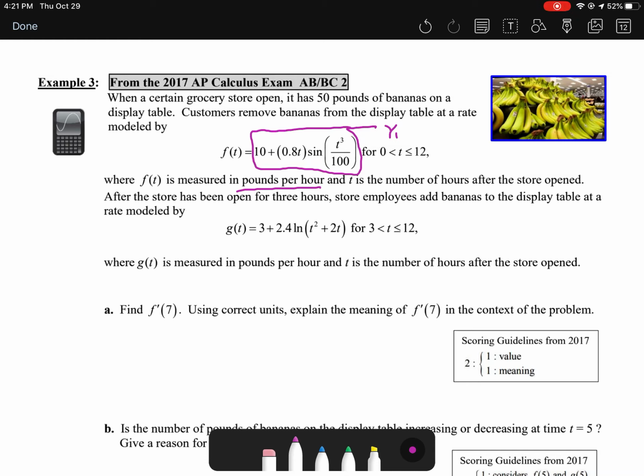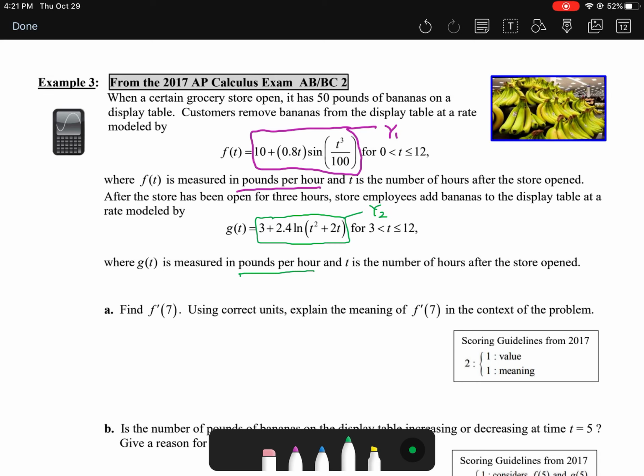After the store has been open for 3 hours, store employees add bananas to the display table at a rate modeled by G of t. Okay, well, here's another equation. Again, I'm going to go ahead and put this in. This one should go in Y2.